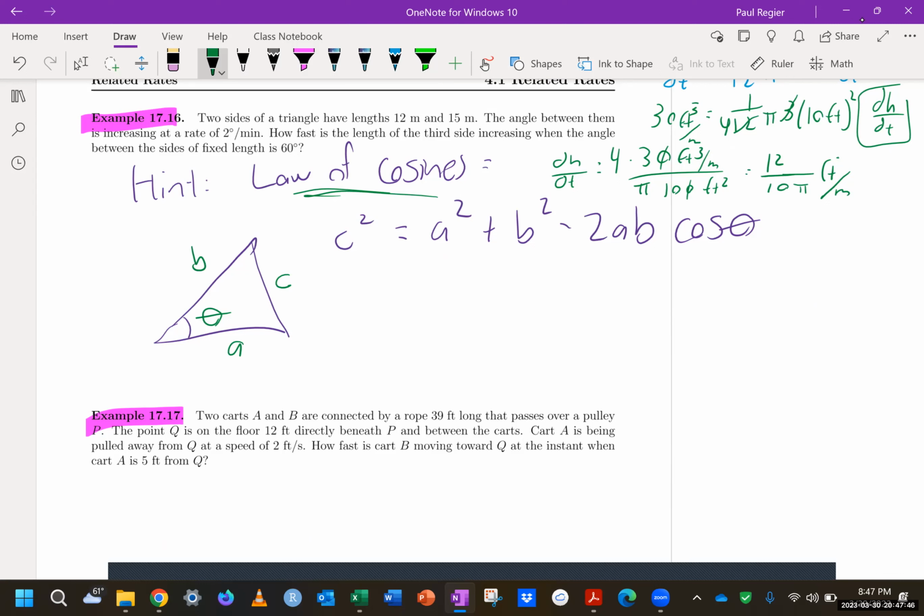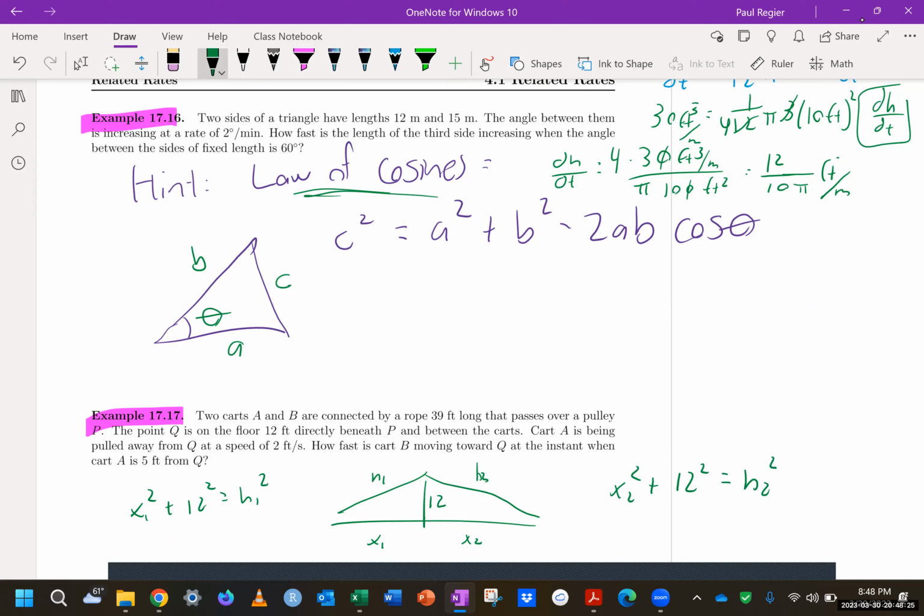And 17 is pretty involved. I actually had to do 2 equations in it. Try it yourself first, but I actually had to set up 2 triangles, x1, x2, h1, h2. And then this was just 12, so I left it like that. So I had 2 equations, x1 squared plus 12 squared equals h1 squared, and x2 squared plus 12 squared equals h2 squared. And the cool thing is that h1 plus h2 is always equal to 39. So I had to do the whole process twice.